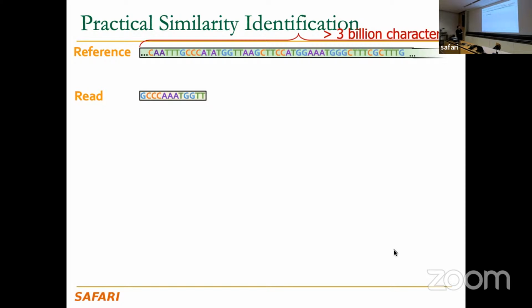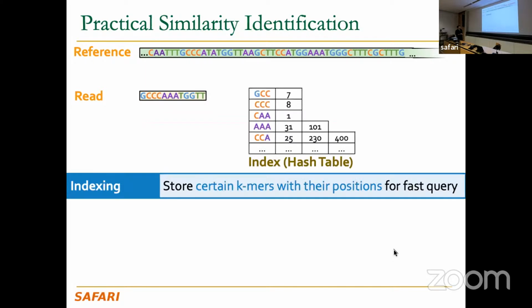As I said, this is a reference, and it can be of length 3 billion characters in the case of human. What we initially do is a step that we call indexing, where you store the contents of the reference genome in a data structure. In this case, we have a hash table. This data structure is useful so that we can quickly query subsequences to identify whether they exist in the reference genome, and if so, where they appear.